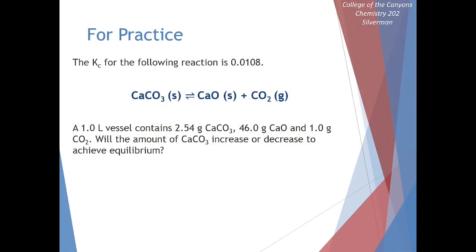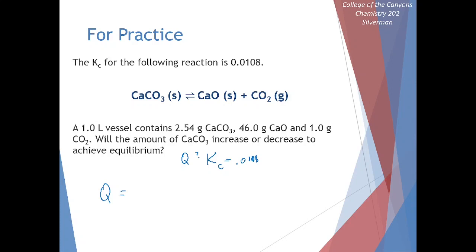All right, let's pause for another practice question. If we have the mass of our chemicals, can we figure out which direction the reaction will proceed? Are we at equilibrium or not? To solve this, we want to compare our equilibrium constant to our reaction quotient. Which one of these is bigger? We know the value of K is equal to 0.0108. Now we want to figure out our value of Q.